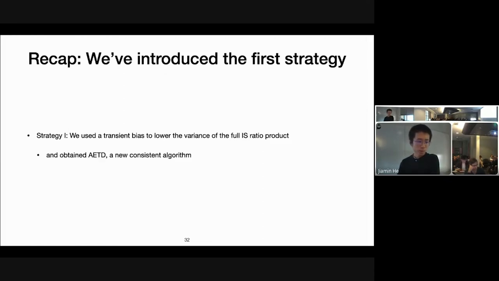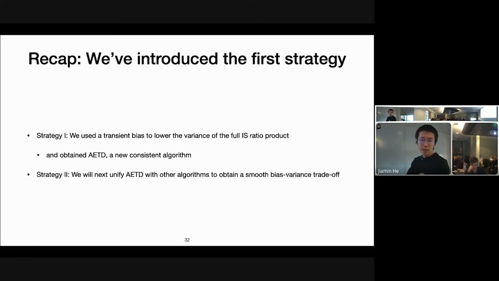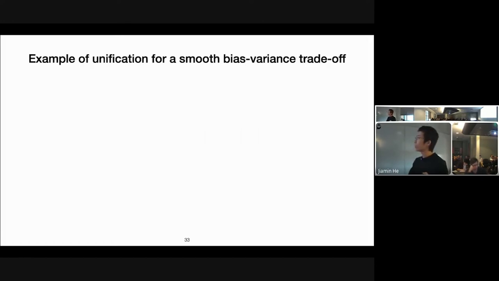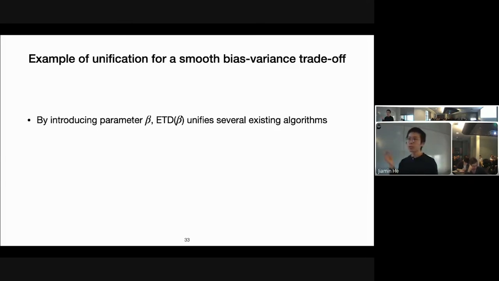Before we go into the second strategy, are there any questions? Sounds good. Now, we first see an example of how an existing algorithm uses this same strategy, but on different methods. Specifically, ETD beta is an algorithm that unifies several existing algorithms. And this is the concept of ETD beta.